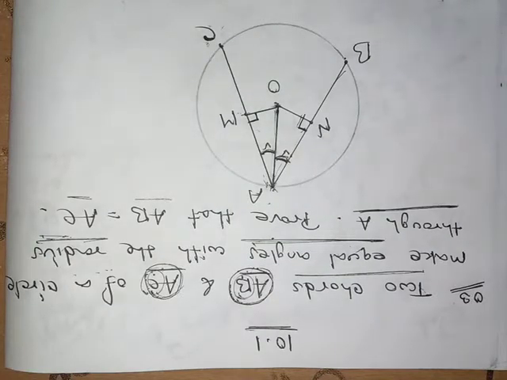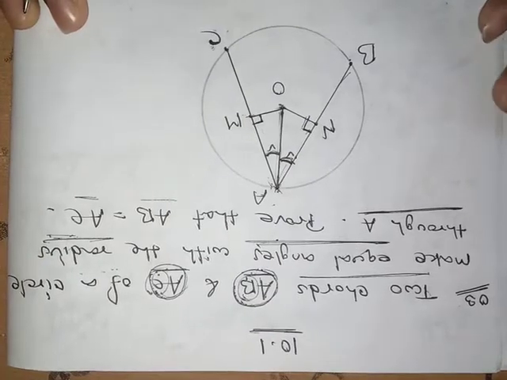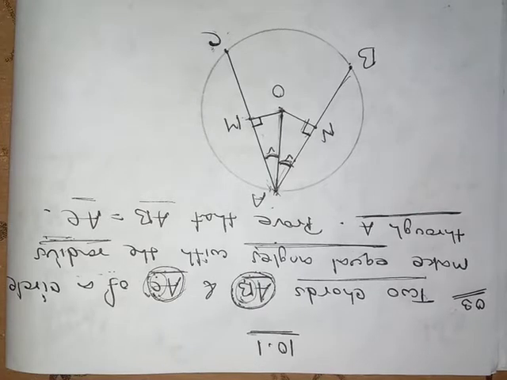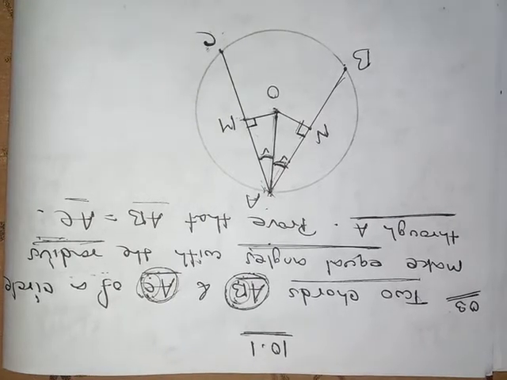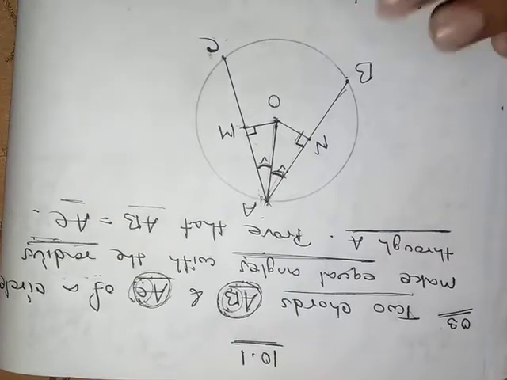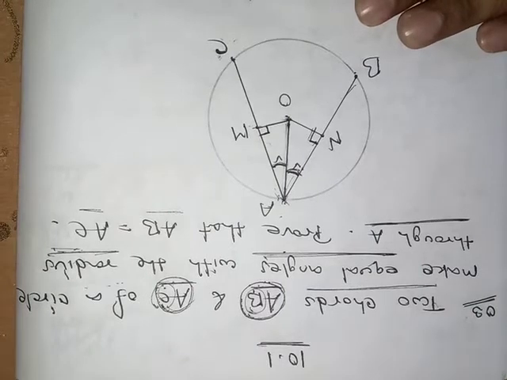Hello everyone, we are back again taking another exercise of 10.1. The exercise number is 3 and the statement is: two chords AB and AC of a circle make equal angles with the radius through A. Prove that AB is equal to AC.